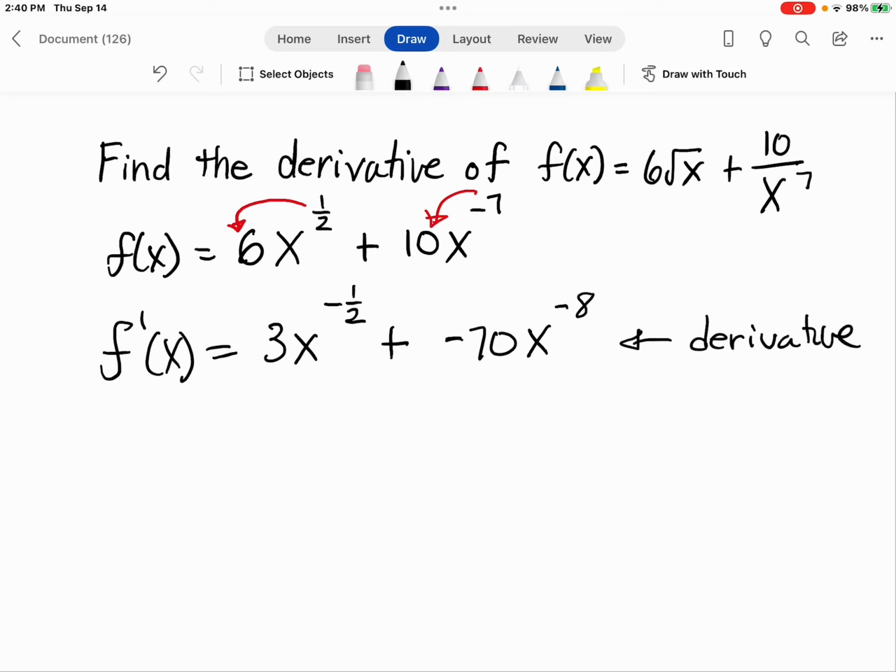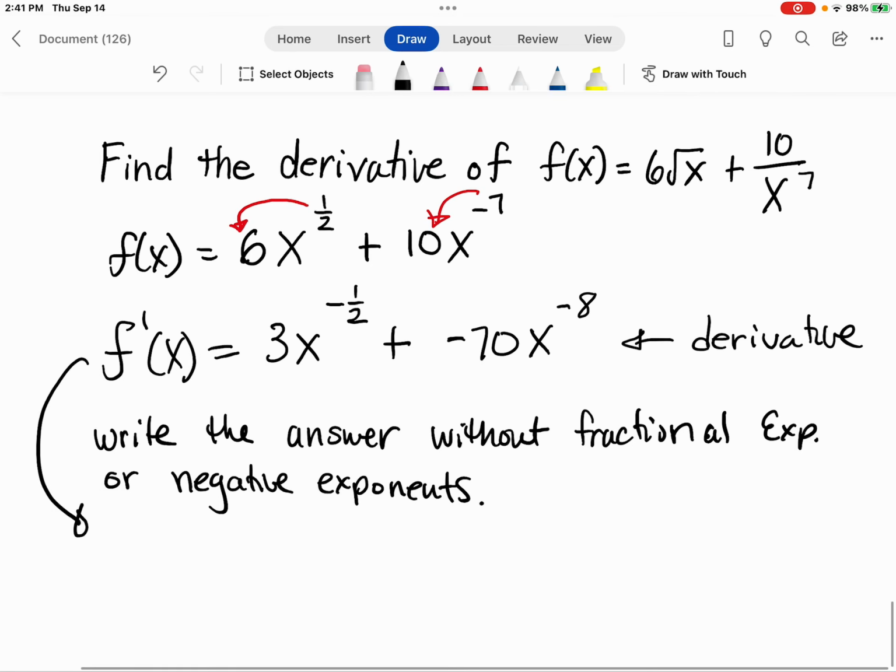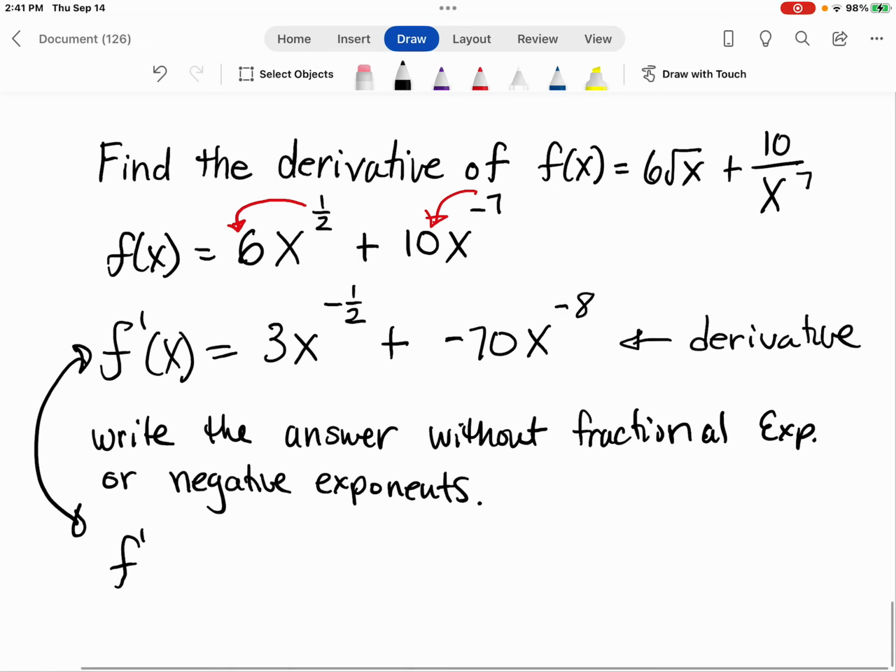Now, the question says write the answer without fractional or negative exponents. So, if we're going to write the answer without fractional exponents or negative exponents, I just have to rewrite this derivative using my exponent rules. Okay, so I'm going to rewrite f prime, my derivative.